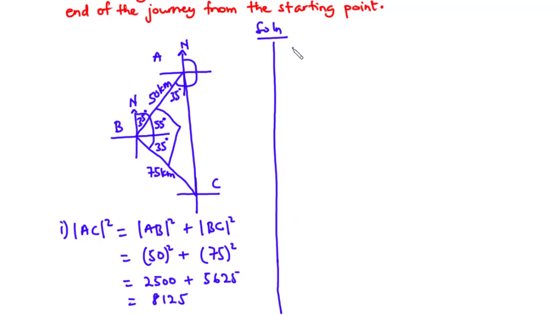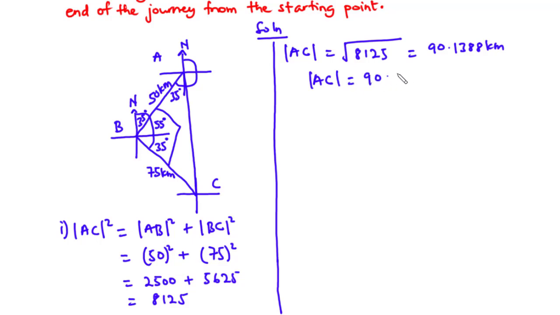So when you add the two, you have 8,125. Now the distance AC is equal to the square root of 8,125, and this is equal to 90.1388 kilometers. So we can leave this in two decimal places as 90.14 kilometers. So this is the distance of the end of the journey from the starting point, the distance AC. Now let's find the bearing of C from A. That is the bearing of the end point from the starting point.